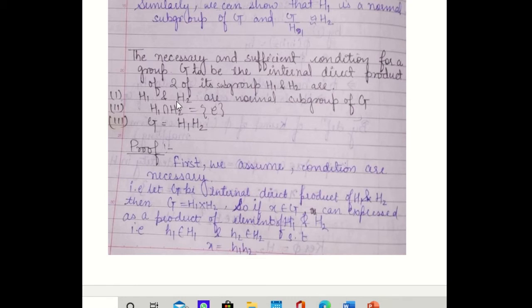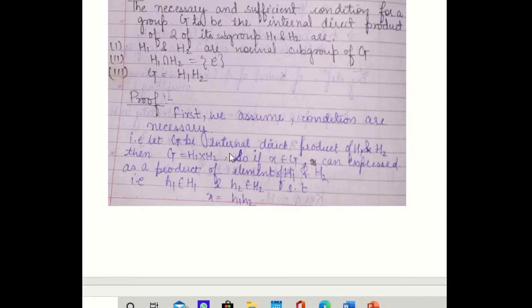That is, H1 and H2 are normal subgroups of G. We have already proved it. And H1 intersection H2 is equal to {e}. And third is G equals H1 H2. First, we assume that the conditions are necessary.